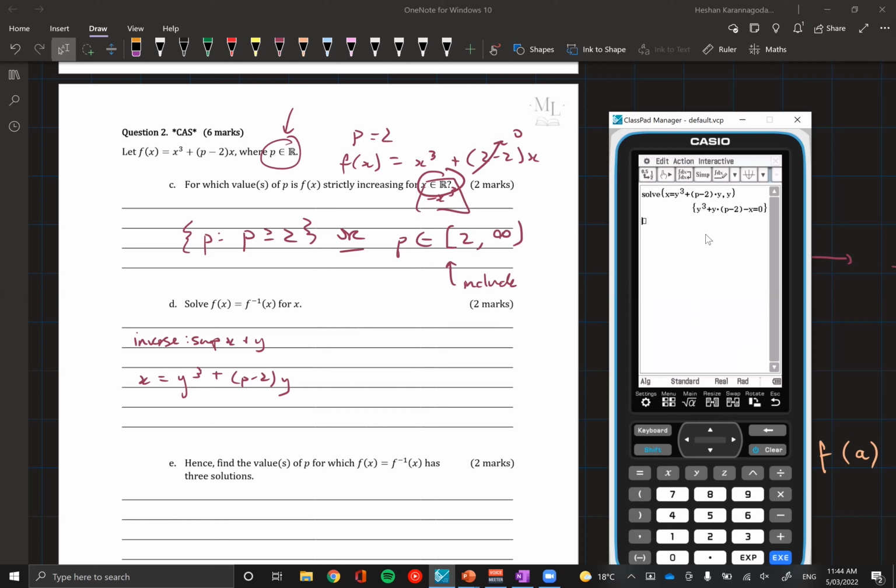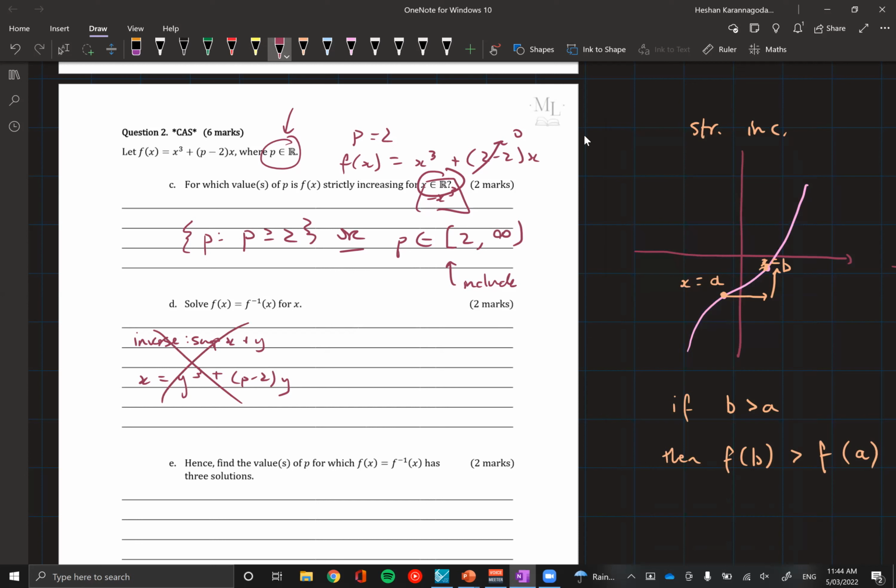So we actually can't find the inverse. Okay, can't find the inverse. How do we even solve this equation? Well, there's a shortcut. Let's forget this way for a second.